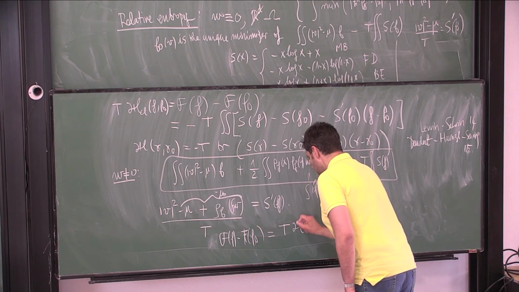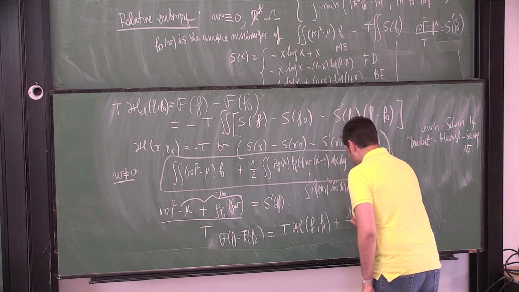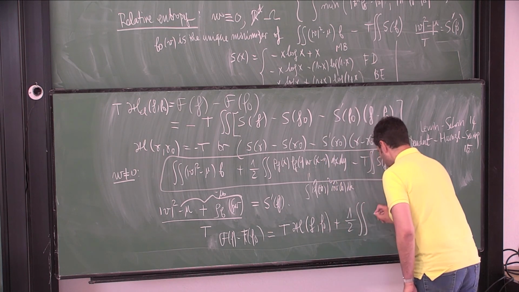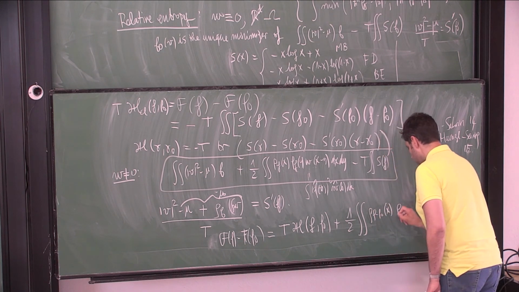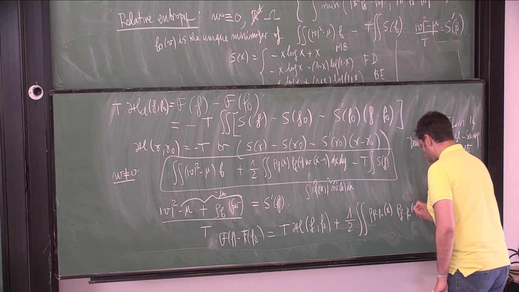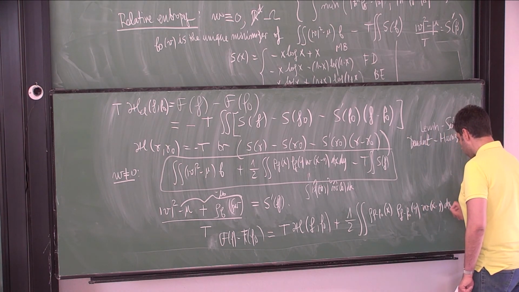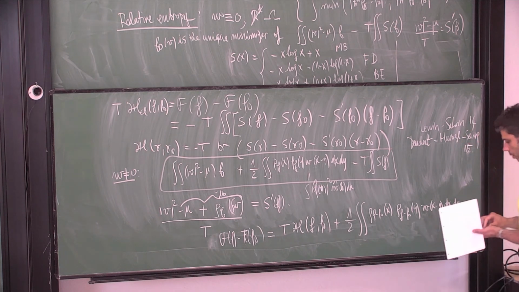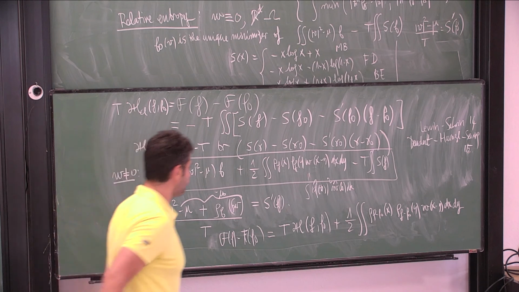You get T H of F F0 plus 1/2 the double integral of rho of F minus F0 of X, rho of F minus F0 of Y, W of X minus Y. And that's the last formula of this talk. It's very important. Draw a box around it.